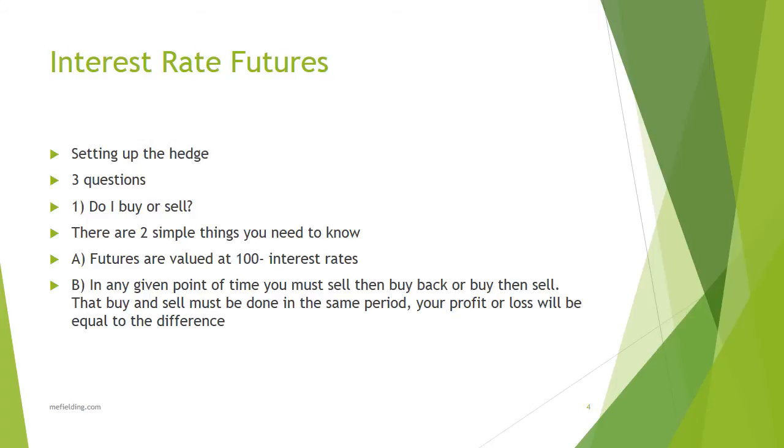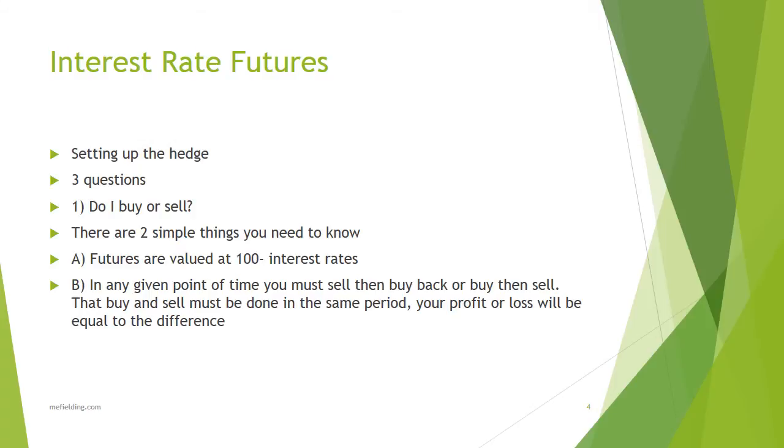Because the price of a future on the 31st of January is not 95, it's less than 95, which means that interest rates are going to be greater than 5%. Futures are valued at 100 minus interest rates.